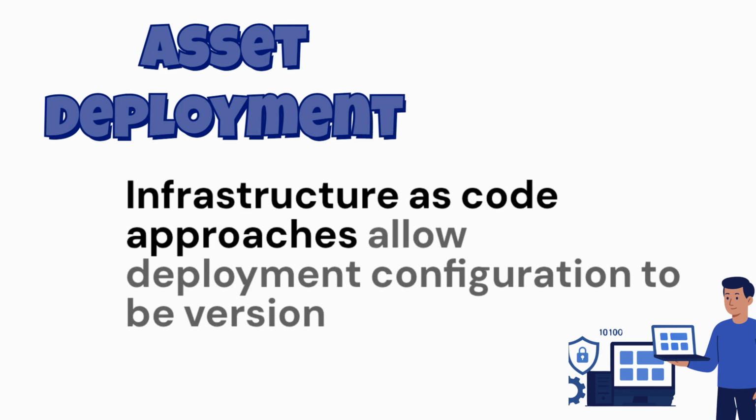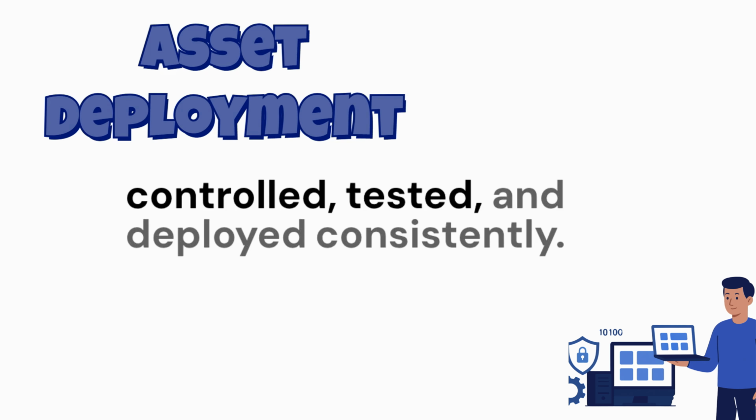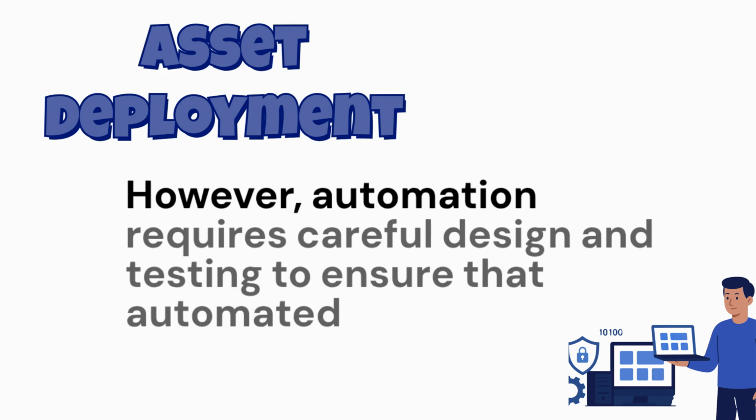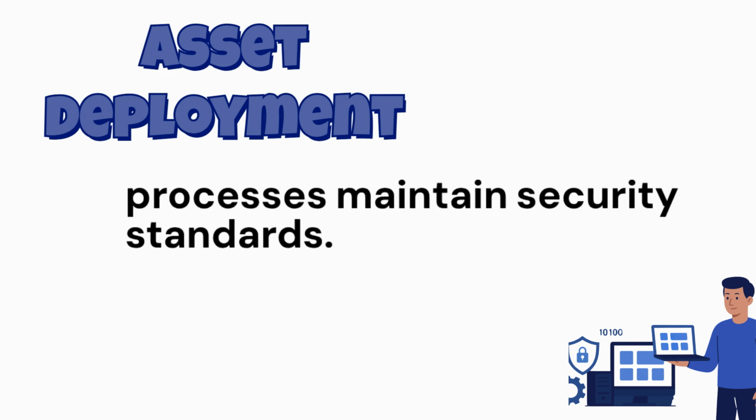Automated deployment practices have become increasingly important for maintaining consistency and security across large environments. Infrastructure as code approaches allow deployment configuration to be version controlled, tested, and deployed consistently. Configuration management tools can enforce security baselines automatically and detect configuration drift. However, automation requires careful design and testing to ensure that automated processes maintain security standards.